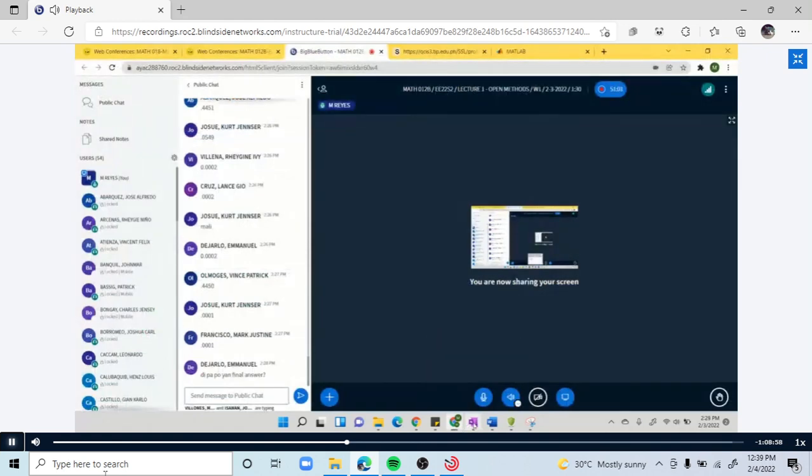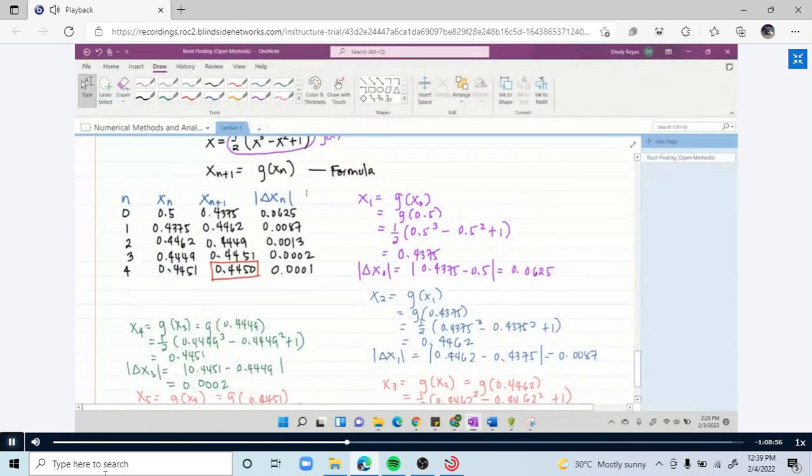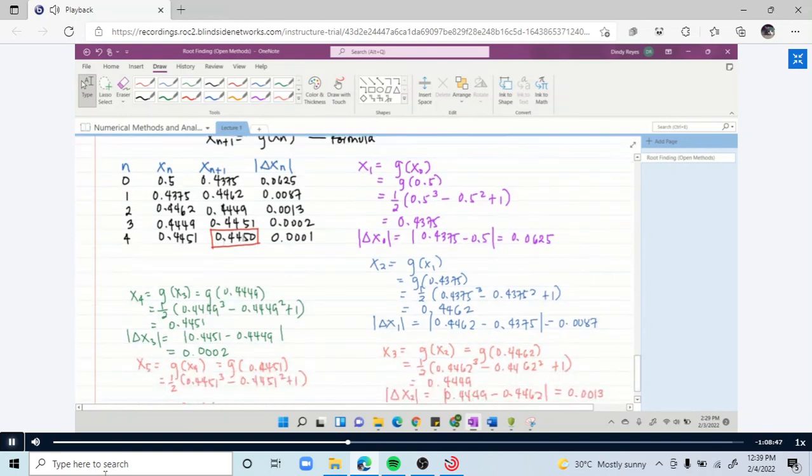Di pa po yung final answer. Yan na yung final answer. Ito yung answer mo actually. Ito yung iterative solution mo eh. Yung last step mo, yung x sub 5 mo, yun yung sagot mo. This is the approximation of the first positive root.